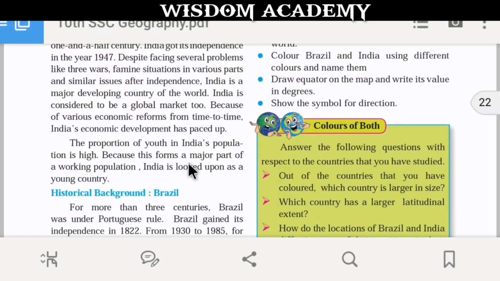जो बच्चे होते हैं 15 years के नीचे और जो लोग 65 years के ऊपर होते हैं, that is dependent population. ये working population के ऊपर depend है. So इंडिया का major population working population है. India is looked upon as a young country.